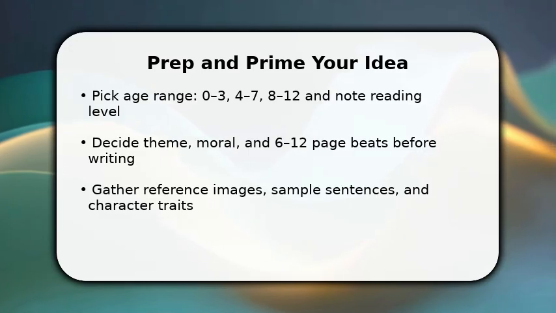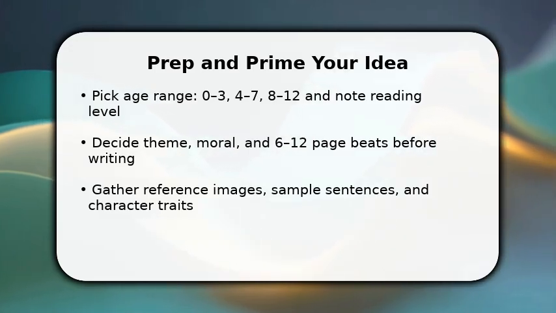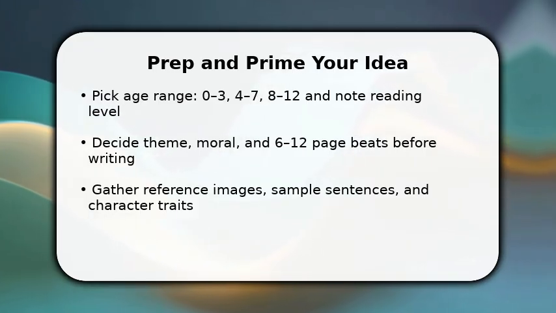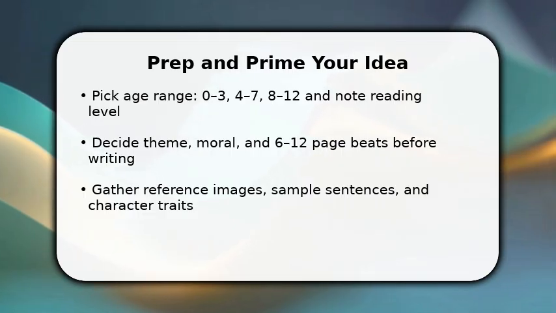You start by choosing the exact reader age and tone. This shapes vocabulary and sentence length. Once done, sketch 6 to 12 story beats: open, conflict, resolution, and lock the moral.